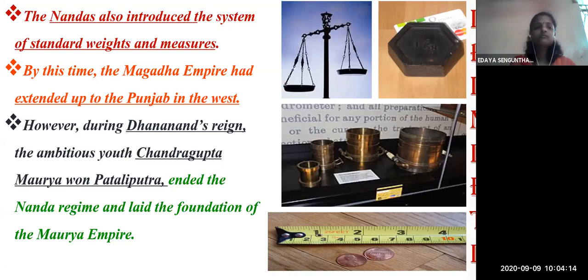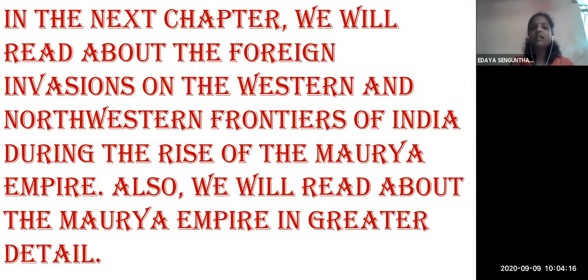Okay. In the next chapter, we will read about the foreign invasions, meaning how the foreign invasions took place on the western and northwestern frontiers of India during the rise of the Mauryan Empire. After the Nanda regime, the Mauryan Empire started. Chandragupta Maurya captured the Magadha kingdom. And from there, the Mauryan Empire also declined due to a few foreign invasions. Also, we will read about the Mauryan Empire in detail. In the next lesson, we will read about these things. Okay?